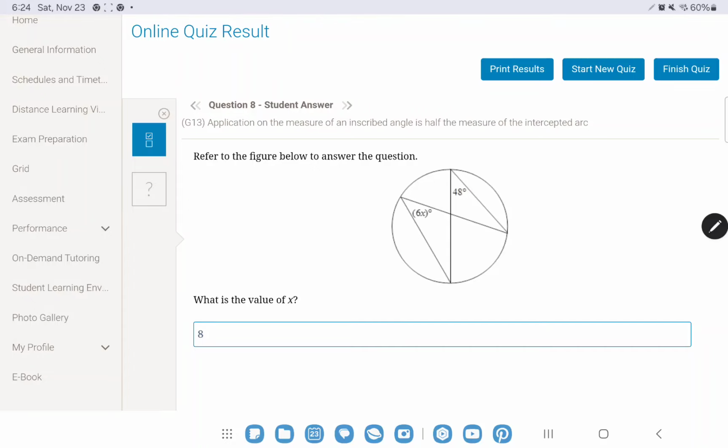Okay, whenever you see this shape, don't even think. Just do this one equal this one. 6x equals 48. x equals 8. That's it. That's all you need to do. Moving on.